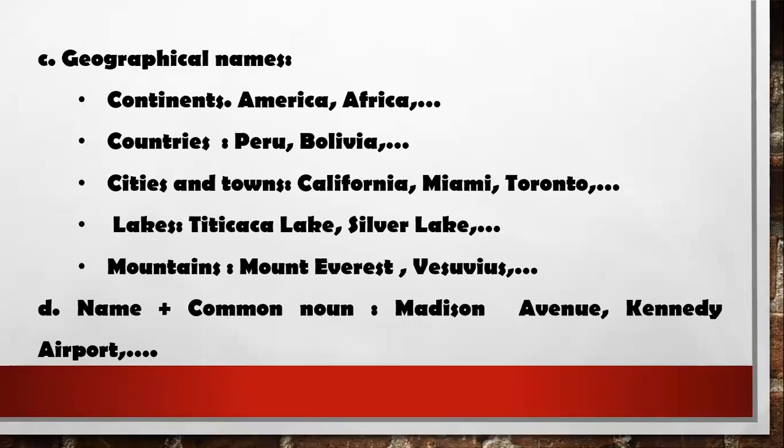Also, we have geographical names: continents, America, Africa; countries, Peru, Bolivia; cities and towns, California, Miami, Toronto; lakes, Titicaca Lake, Silver Lake; mountains, Mount Everest, Vesuvius, and so on, all right? And the other is the name plus a common noun. We also use common nouns: Madison Avenue, Kennedy Airport. So this is the first component of a noun phrase, the proper nouns.